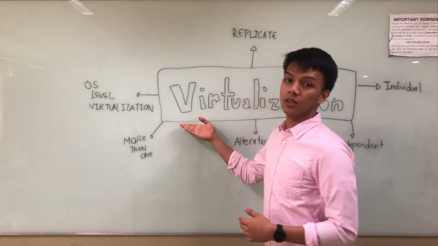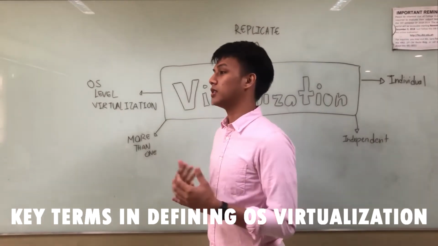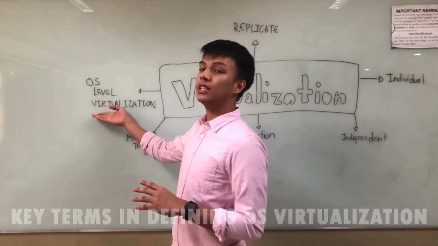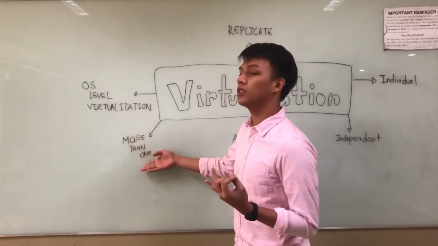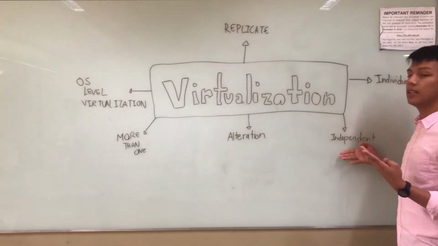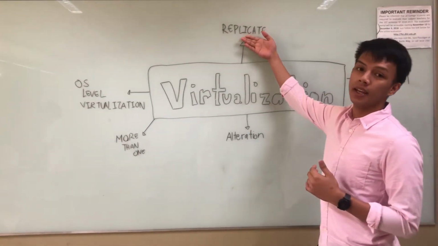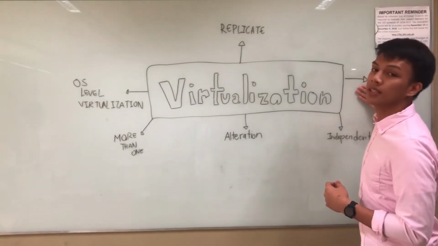So virtualization has 6 uses, or definitions. First is the OS level virtualization. The second is more than one. The third is alteration. And the fourth is independent. And the fifth is replicate. And lastly, individual.